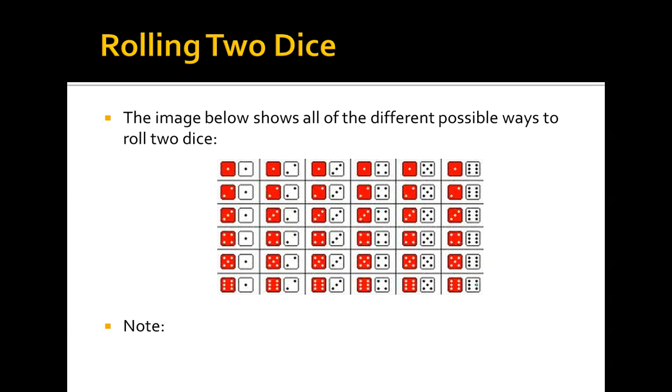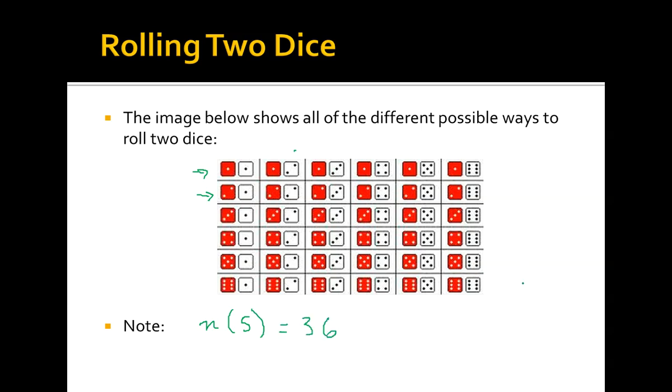So here I've shown you all the different possible ways that you can roll two dice. The red dice is like the first dice, and then the white one is like the second dice. You always have two. So you can see, looking at this first row, if the first dice is a 1, there's 6 options for the second dice. It can be 1 through 6. And if the first dice is a 2, then there's 6 options for the second dice, and so on and so forth. So you can see that there are 36 possible outcomes for the event of rolling two dice. The number of elements in the sample space for rolling two dice is 36.